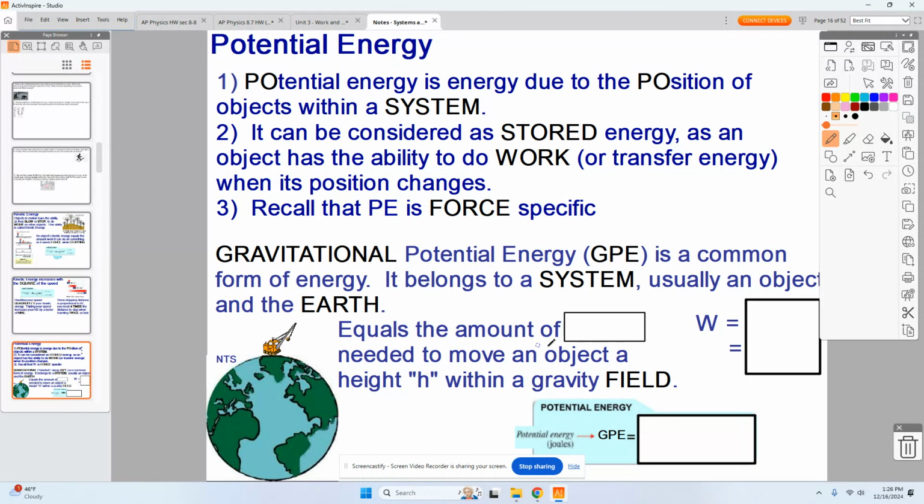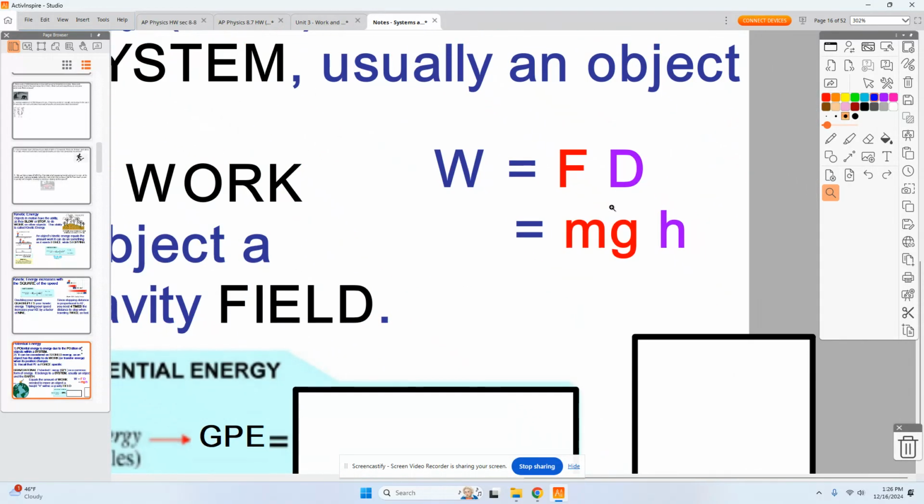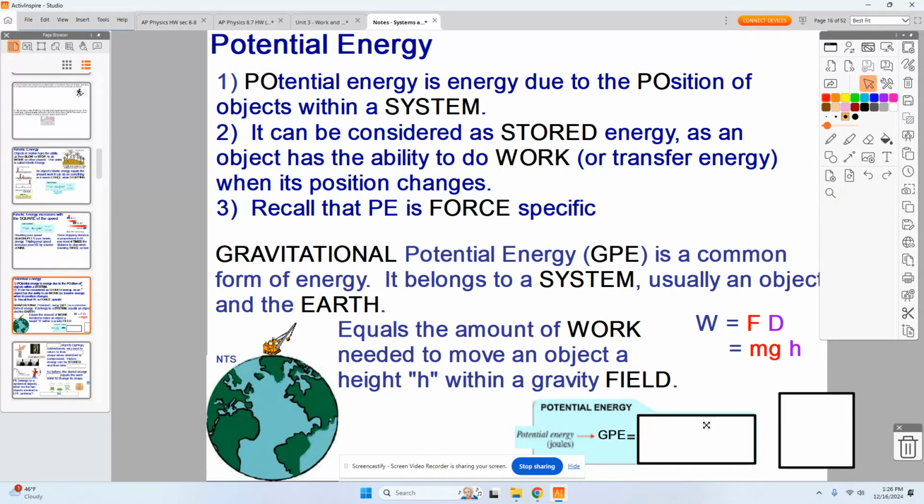It's equal to the amount of work that we do needed to move an object a distance h in a gravity field. We know that the Earth is producing a gravitational field called g. How we find the amount of work we do when we lift an object is we use work equals force times distance. In this case, the force is the weight of the object. How heavy it is is just m times g. And now I'm going to replace d with h, where h represents the height that I'm lifting at. So work, again, force times distance, and that work is what we call gravitational potential energy.